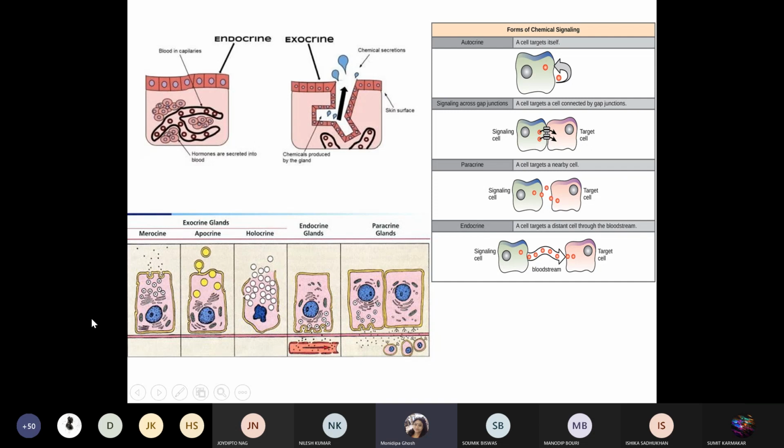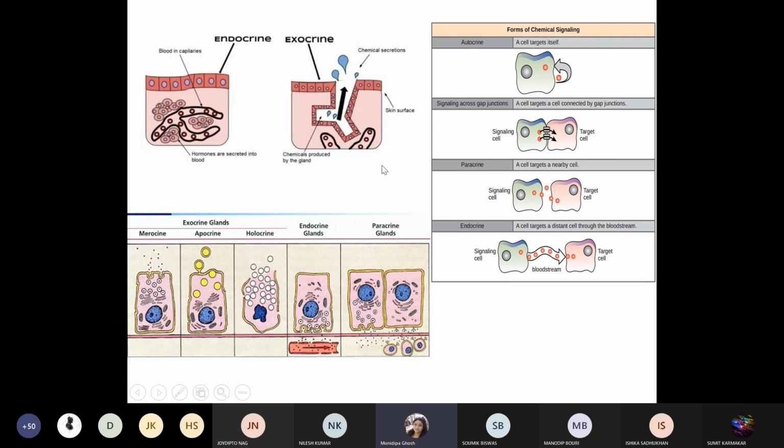And the exocrine glands act like this. The chemicals produced by the exocrine gland are secreted directly just outside the cell. It may be an epithelial cell, endothelial cell, whatever cell it is. Whatever signaling molecules or chemicals it produces are secreted and released just outside the cells. There is no way of carrying them to a distant place. But in the case of the endocrine system, they are taken distantly, where the chemical has to act on a target cell.